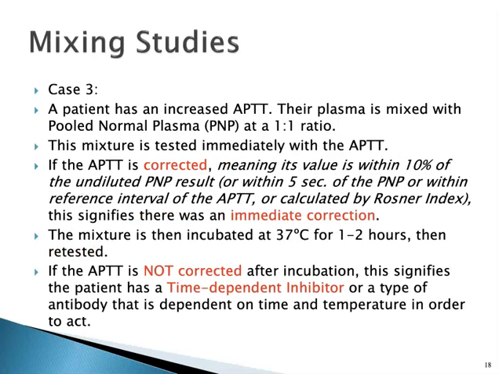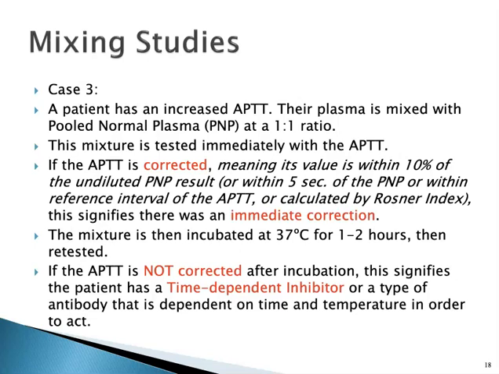In the third scenario, we have a patient that has an increased APTT. Their plasma is mixed with pooled normal plasma at a 1-to-1 ratio. This mixture is tested immediately with the APTT. If the APTT gets corrected, meaning the value is within 10% of the undiluted PNP, this means that there was an immediate correction.